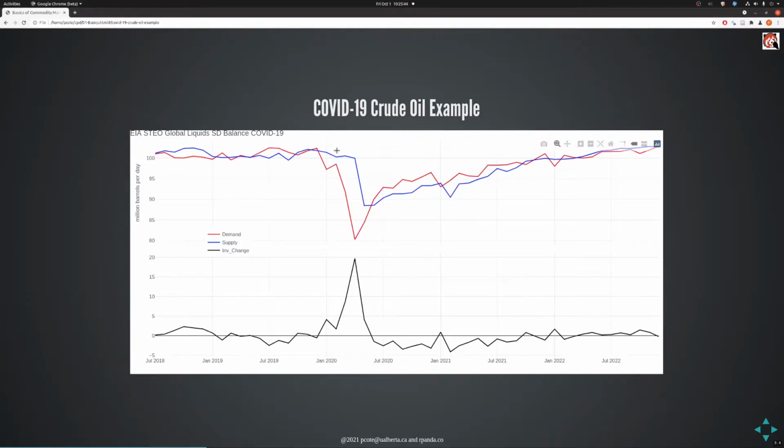So what we have here is the red line represents demand, roughly 100 million barrels a day prior to COVID-19, and we saw a rapid decline in demand. As people stopped traveling, jet fuel demand reduced very rapidly.